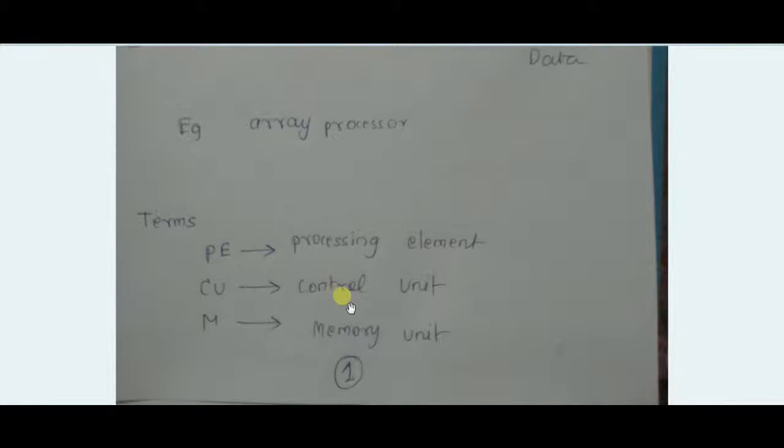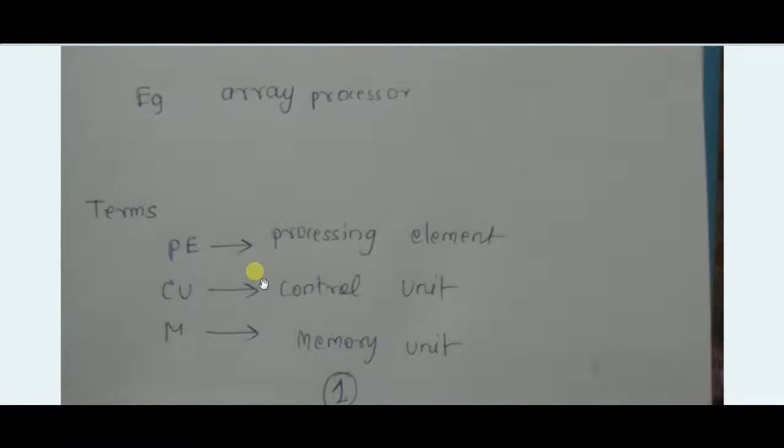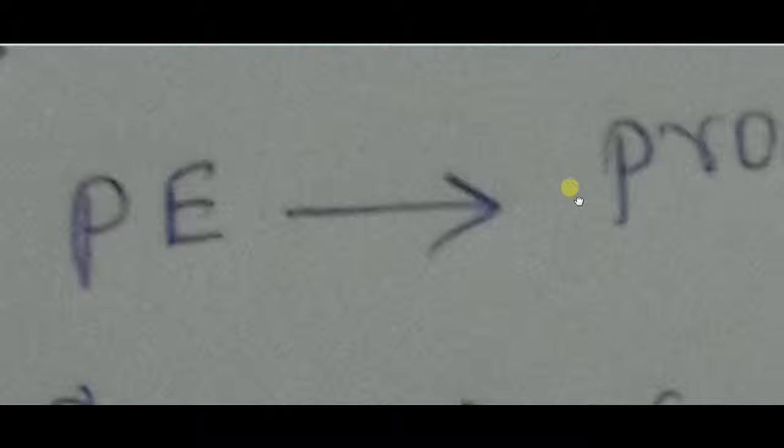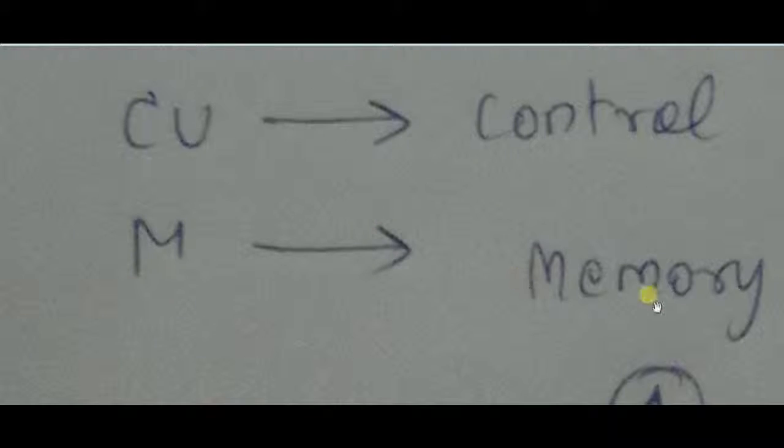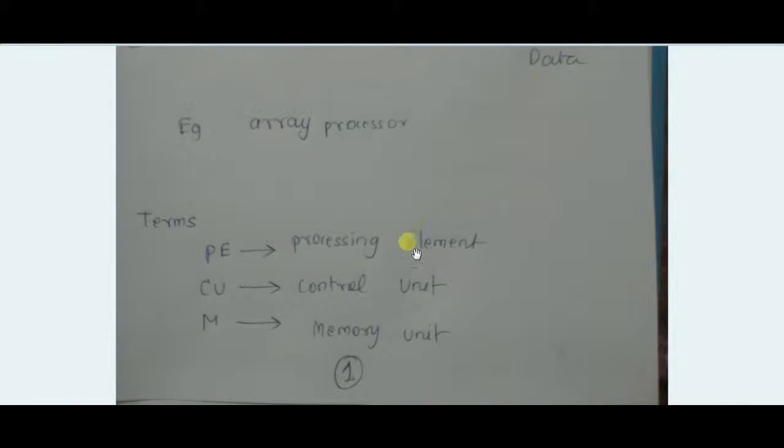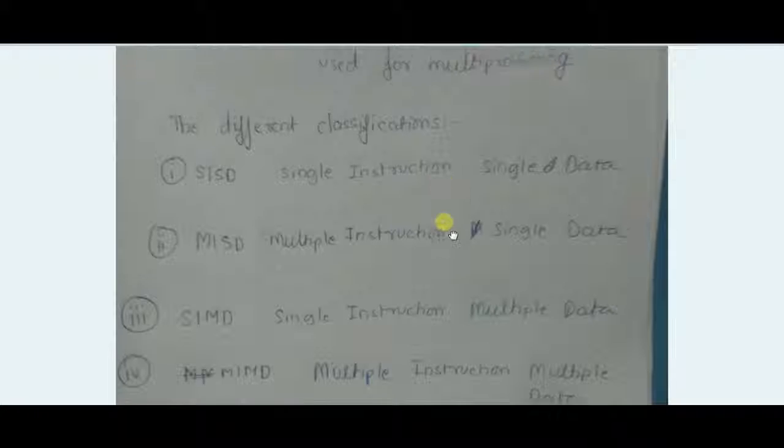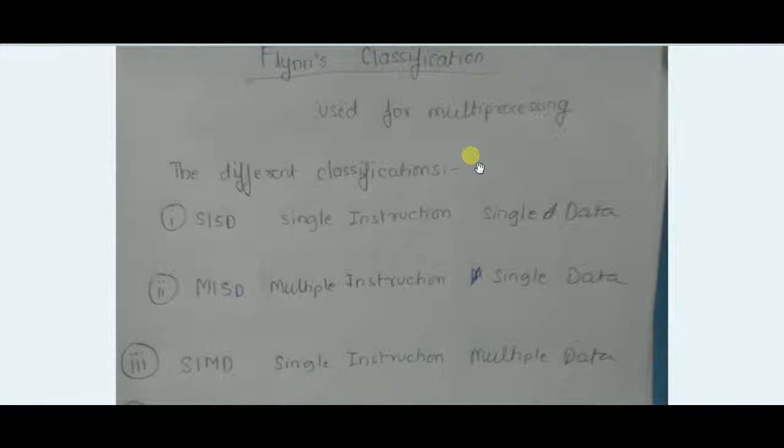Now let's look into a few terms here. PE means processing element or processing unit. CU means control unit. And M means memory unit. Okay, this is all for this page. Now I'm going to start the next page.